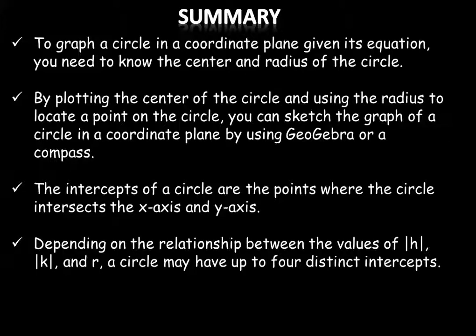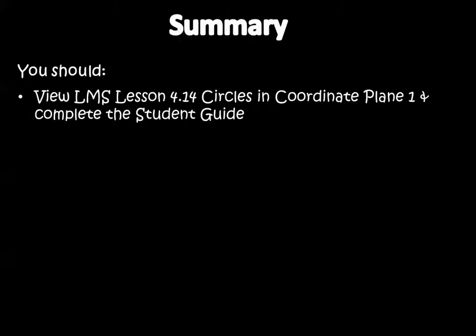There wasn't a whole lot in this lesson. Here's the summary. To graph a circle in a coordinate plane given its equation, you need to know the center and radius of the circle. By plotting the center of the circle and using the radius to locate a point on the circle, you can sketch the graph of a circle in a coordinate plane by using GeoGebra or a compass. The intercepts of a circle are the points where the circle intersects the x-axis and the y-axis. And depending on the relationship between the absolute values of h and k and r, a circle may have up to 4 distinct intercepts.